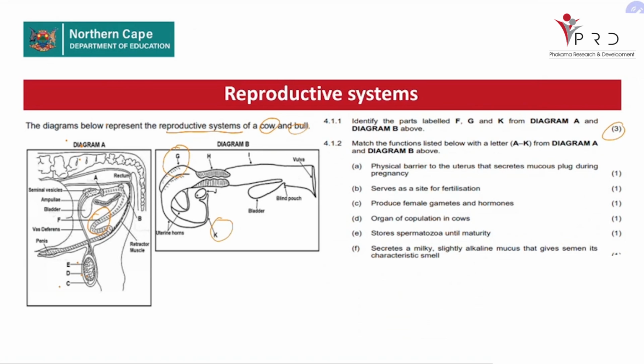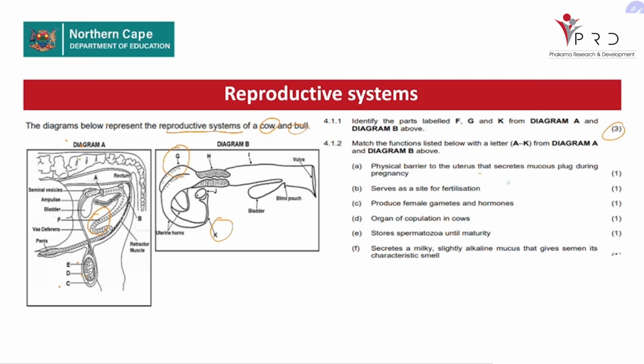And for 4.1.2, you must match the function listed below with the letter A to K from diagram A and diagram B above. Physical barrier to the uterus that secretes a mucus plug during pregnancy. Where will that mucus be secreted, on which part? Serves as a site for fertilization. All in all, you are asked where fertilization takes place. Produces female gametes and hormones.